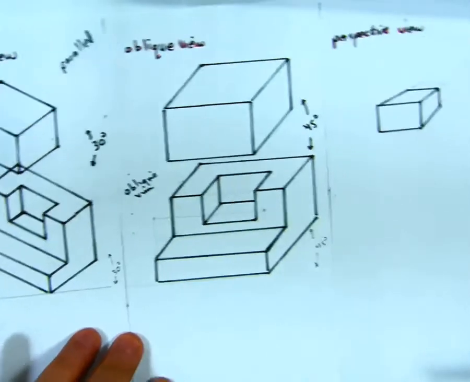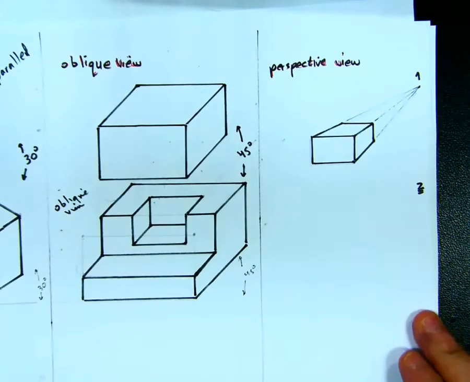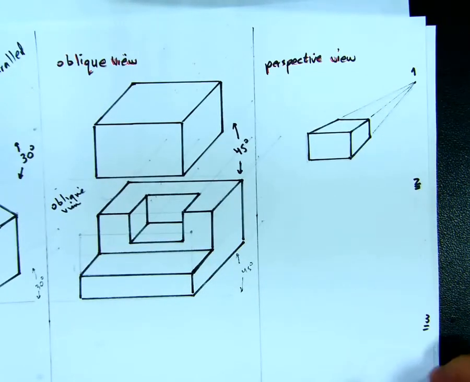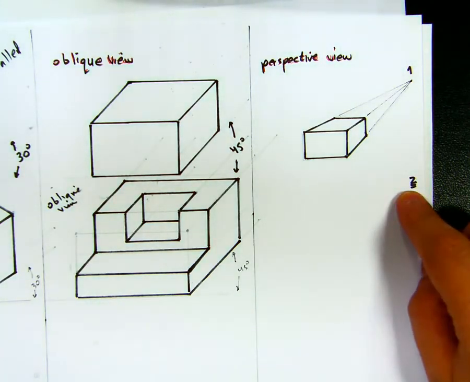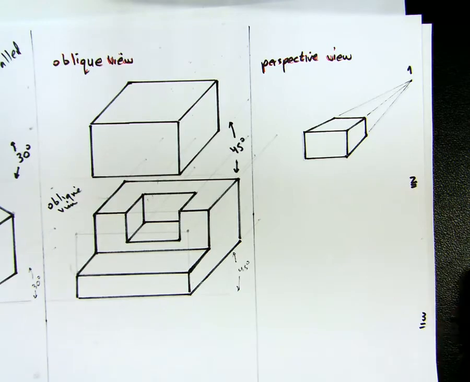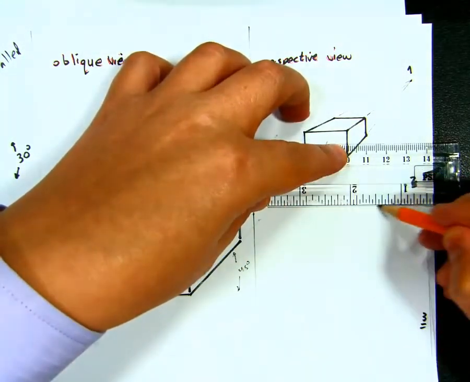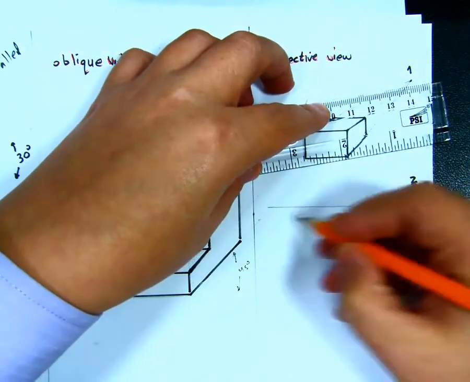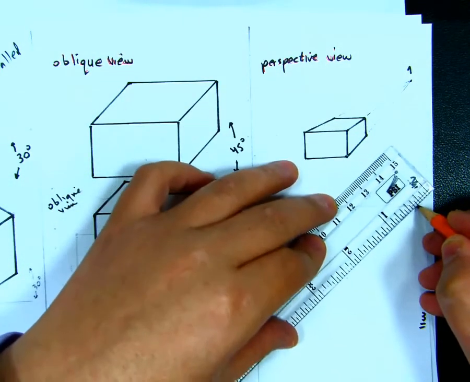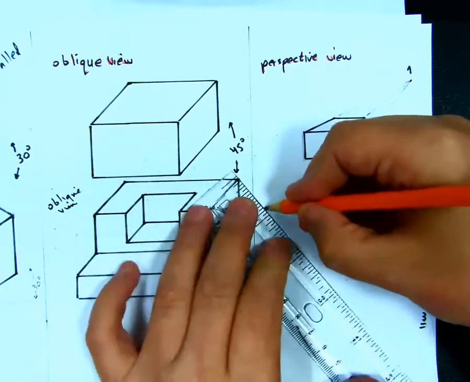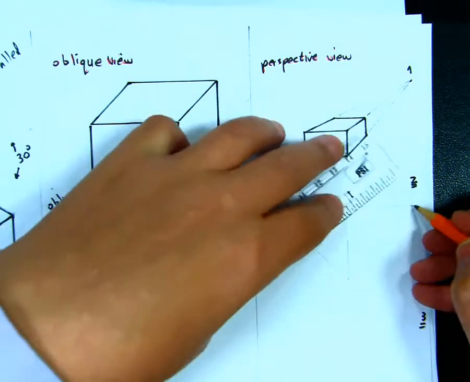Okay, now for the perspective view, it will be a little bit challenging. So for perspective view, as I said before, we have 1 point of perspective, 2 point or 3 point. For 2 point of perspective, as an example, here's the horizon and here is your place. Okay, and you want to draw a simple cube.